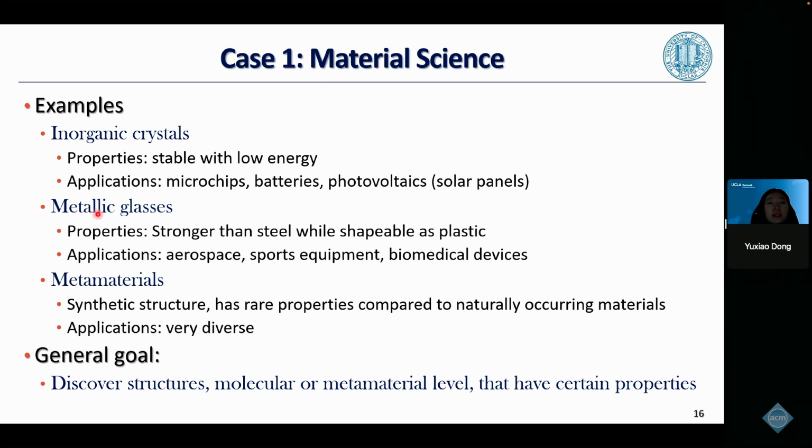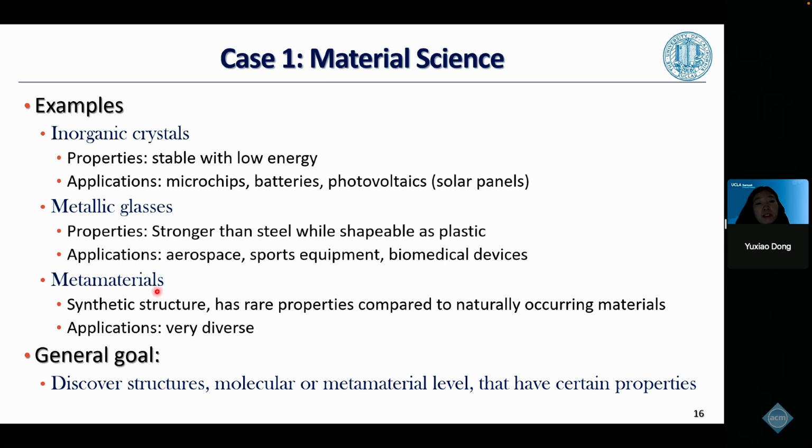The second type of material is called metallic glasses. As the name suggests, it is stronger than steel, but also shapeable like plastic. This type of material is very useful in aerospace, in sports, and in biomedical devices.